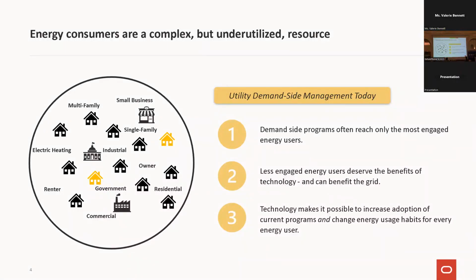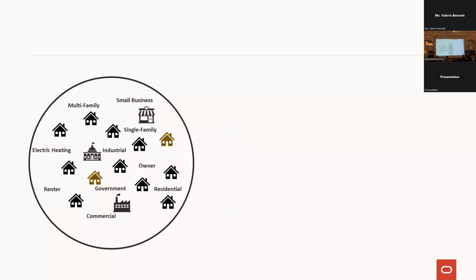Technology, and particularly the software I'm going to talk about today, makes it possible to do two things with those less engaged users. It makes it possible to increase adoption of current utility demand-side management programs. Often utilities are running these programs already, heat pump promotions, smart thermostat promotions, but customers, energy users don't know much about them. Thoughtfully applying technology can change that. Thoughtfully applying technology to the data that we already have access to can also change energy usage habits permanently and over time in a measurable way. I'm going to talk again a little bit more about how that happens in the next couple of minutes.